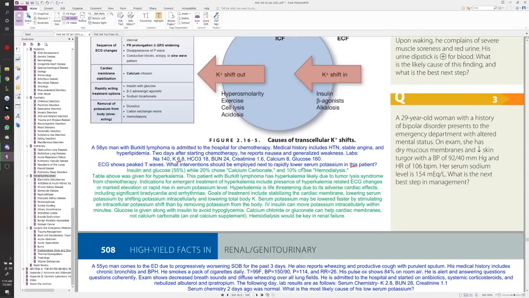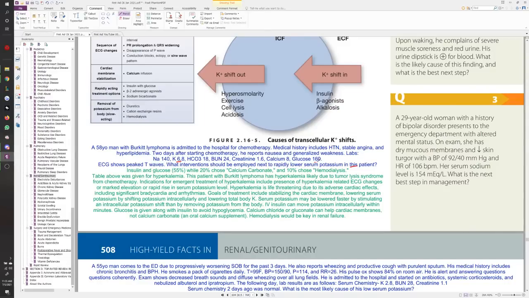Now, if you further look at the fact that his glucose is high, it actually even means more the reason to give him insulin. It would help, right? This patient with Burkitt lymphoma has hyperkalemia, likely due to tumor lysis syndrome from the chemotherapy. Indications for emergent treatment of hyperkalemia include presence of hyperkalemia-related ECG changes or marked elevation or rapid rise in serum potassium level. Hyperkalemia is life-threatening due to its adverse cardiac effects, including significant bradycardia and arrhythmias.